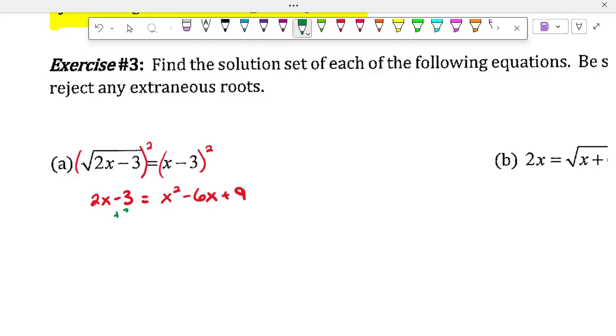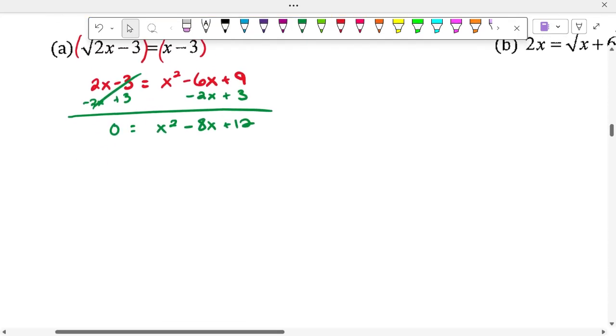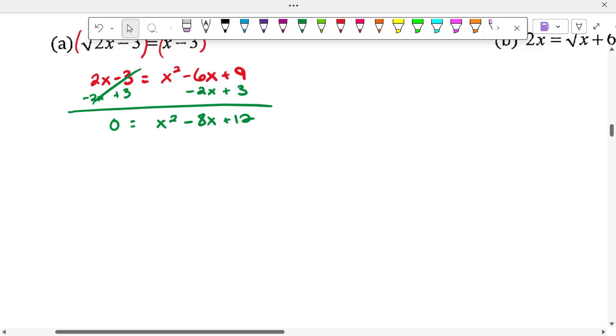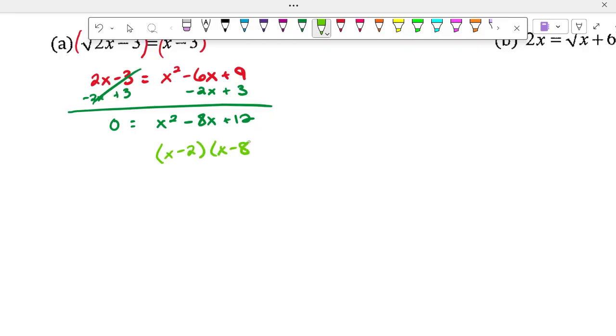Then I get one side equal to 0. That goes away, so 0 is equal to x squared minus 8x plus 12. So what are two factors of 12 that add to negative 8? Negative 6 and negative 2. So this would be x minus 2 times x minus 8. So x is equal to the set of positive 2 and positive 8.